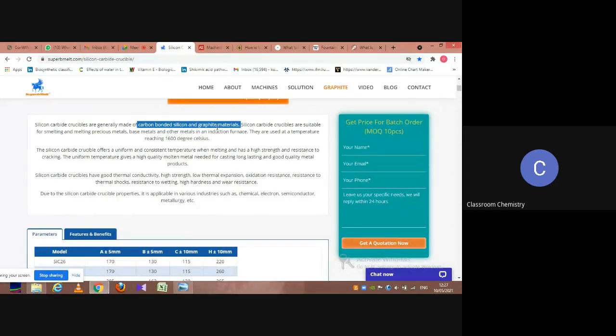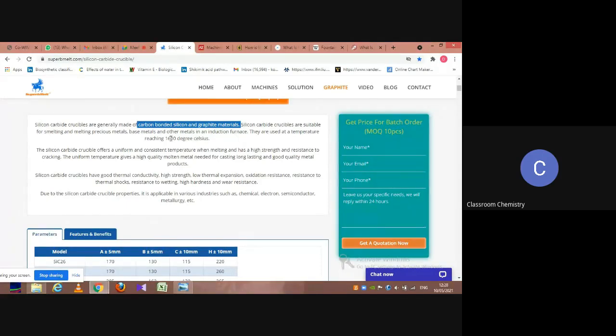Okay, so these crucibles are used for melting precious metal, base metals and other metals in an induction furnace. Furnace, you know, there are big furnaces as well, and we can place this crucible in them and carry out whatever application or use we want. Okay, and the temperature, around 1600 degrees Celsius, is where they are operated.